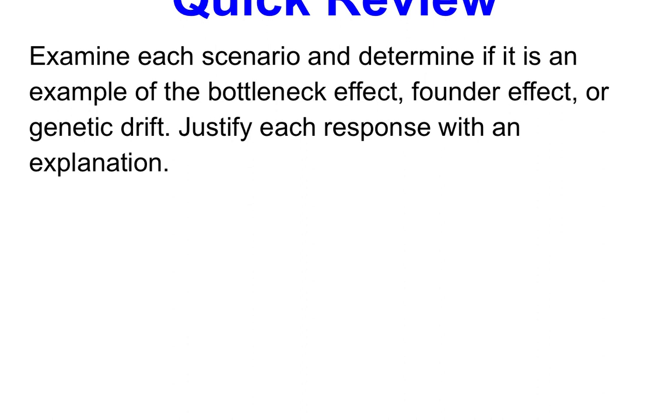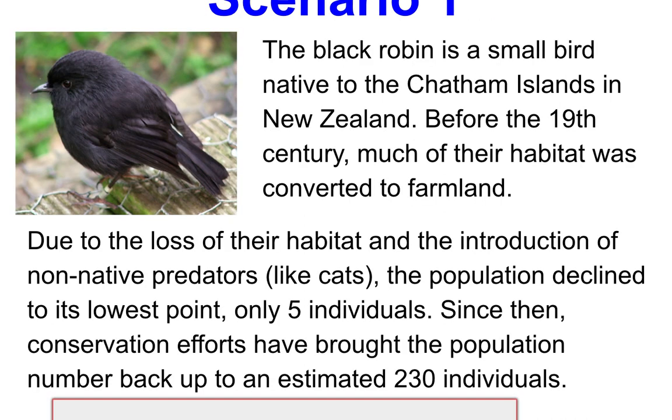Okay, so we're just going to recap and review and give some scenarios and some examples. We're going to examine each scenario and determine if it's an example of the bottleneck effect, the founder effect, or genetic drift, and you want to be able to justify each response with an explanation. So let's try some examples here.